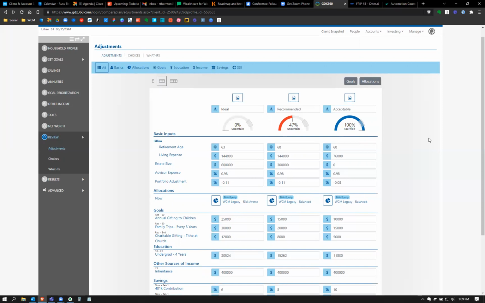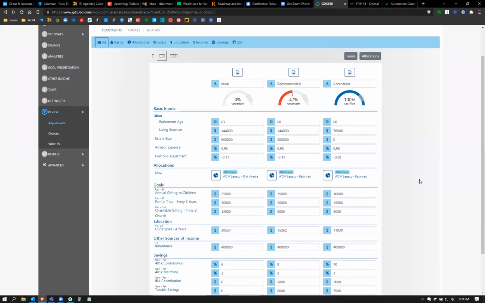And the risk we want to avoid is that we're so well prepared for Lillian's future that she is making sacrificial decisions in her life today, meaning she might be working longer than she needs to, or she might be saving more than she actually needs to. She might be taking more investment risk than she needs to, or she might be able to increase some of her lifestyle goals, like gifting to the kids or family trips or charitable giving. She might be able to send Lucy to, maybe pay for half of her undergrad at Auburn instead of basically relying on sending her to Georgia in-state school, and some of these other different goals and assumptions.